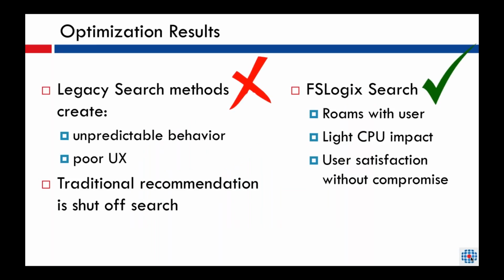So let's wrap up and conclude on this. The legacy methods, right? Unpredictable, users not happy. And the typical thing that happened was shut search off. IT wasn't happy with the impact, the user's not happy with the impact, so we shut search off. That is not what the end user wants.